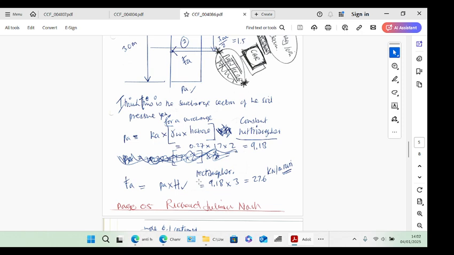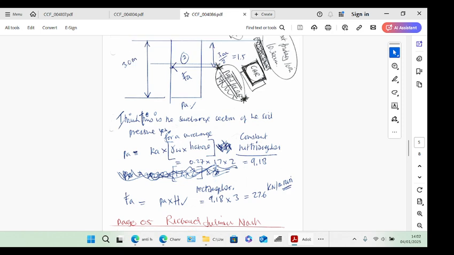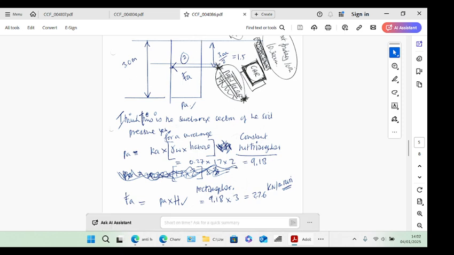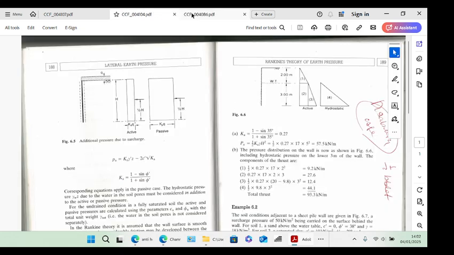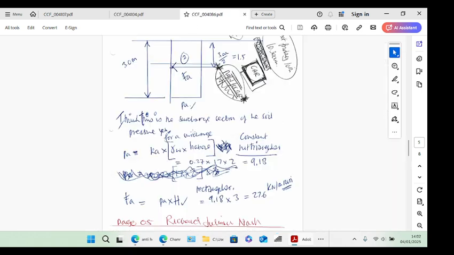Oh yeah, so the FA, because it's rectangular, equals 9.81 times the height, because it's just base times height. 9.81 times 3 is 27.6, so that's what he got. Yeah, 27.6, I got the same.